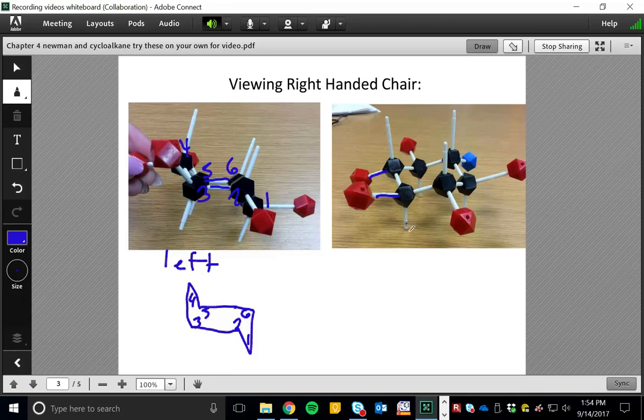Now when I set it flat on the ground, you'll see that what were all the equatorials are now pointing up in the air. They've switched into the axial positions. And same thing's true here. This is the less stable position. So when we start evaluating these for stability, you don't want to have things in that 1,3-diaxial position. You want to maximize the number of groups you have in your equatorial position in general.